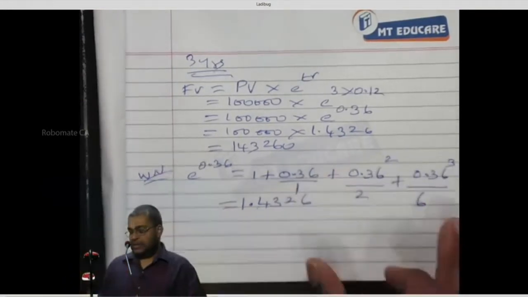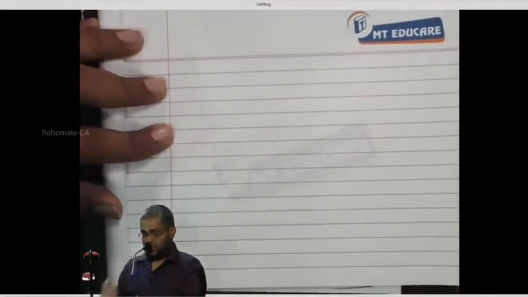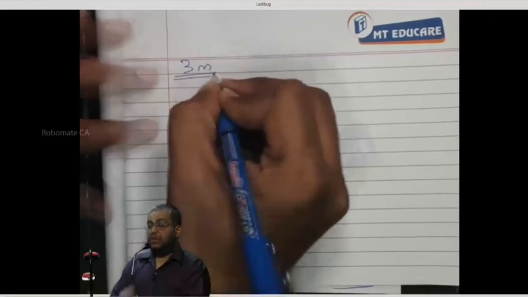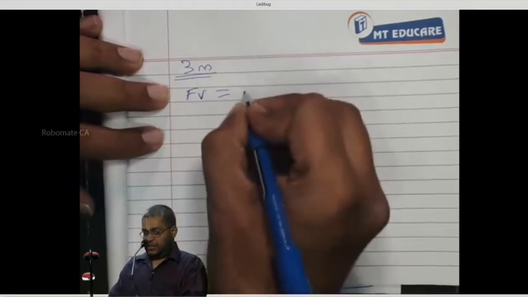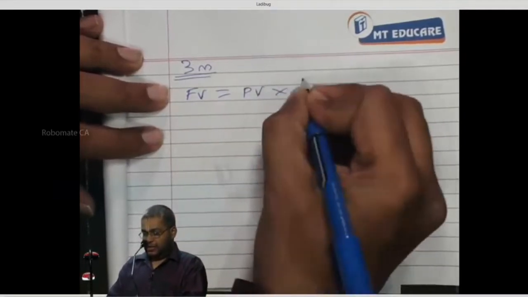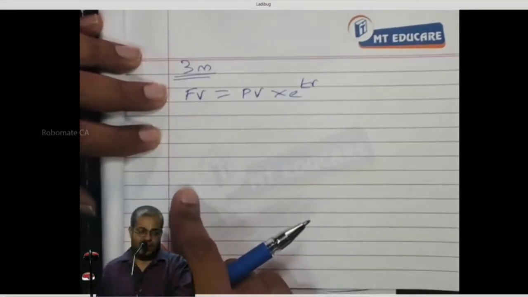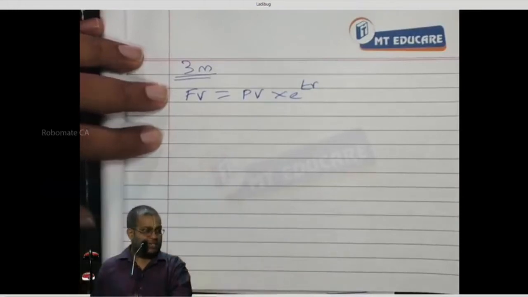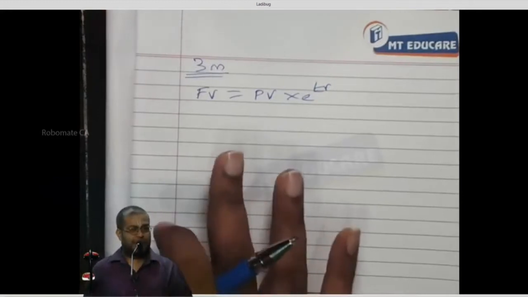Now, next. Next is what question here? 3 months. The future value is equal to the formula present value into e power tr. I think you are all doing along with me or not? Present value into e power tr. Anybody, if you have a difficulty, stop now itself and ask me. Anybody requiring any repetition, or can I proceed?